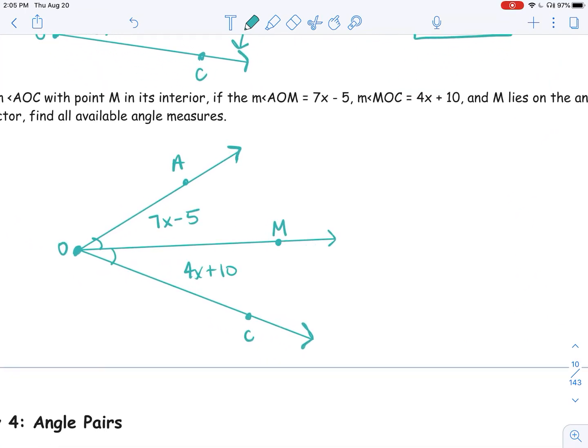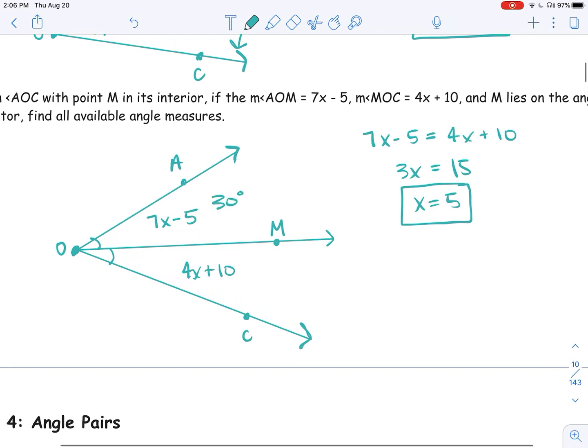Well, if our angles have the same value, they are congruent and they are therefore equal. So 7x minus 5 is going to be equivalent to 4x plus 10. Subtract the 4x and add the 5. So x is equal to 5. And if we plug those in, we should end up with the same value for both of those angles. So 7 times 5 is 35 minus 5 gives me 30 degrees here. And 4 times 5 is 20. 20 plus 10 is also 30 degrees.